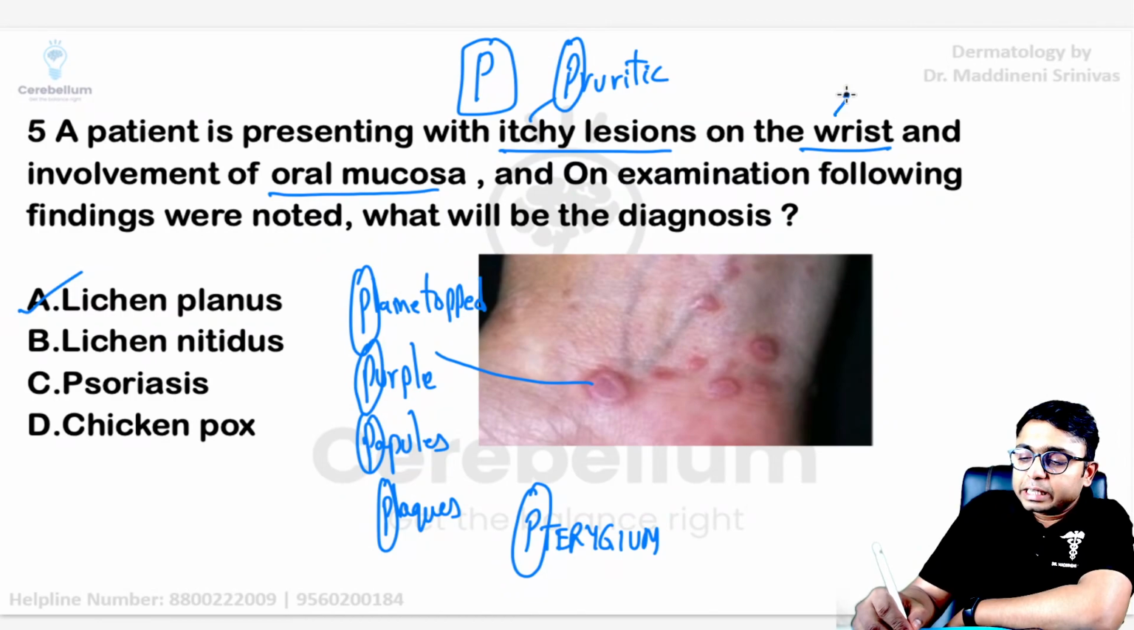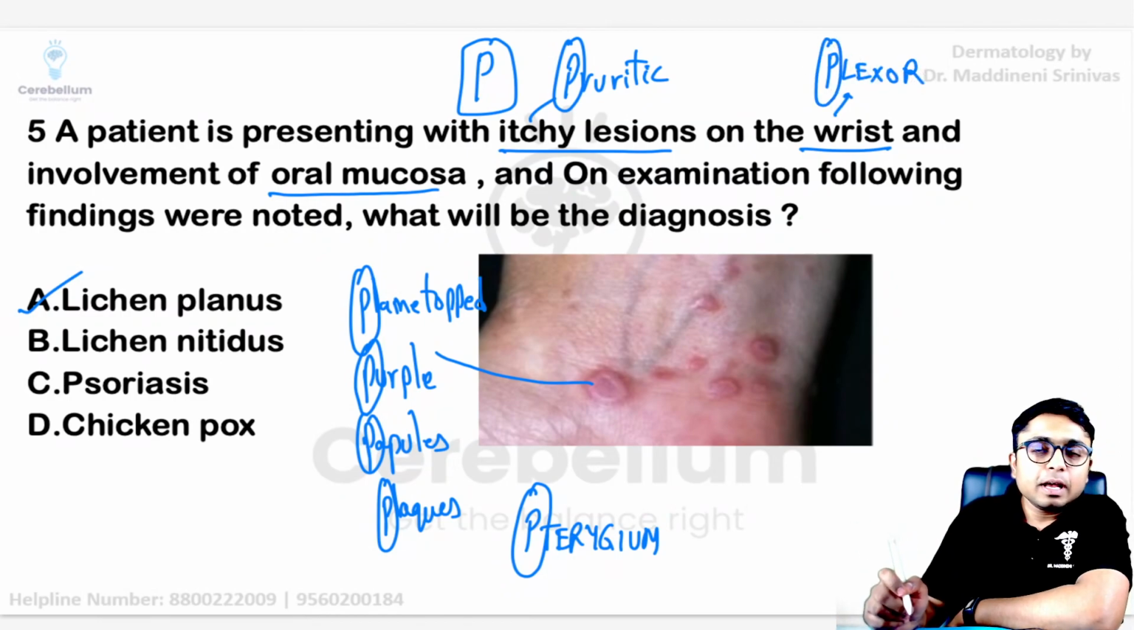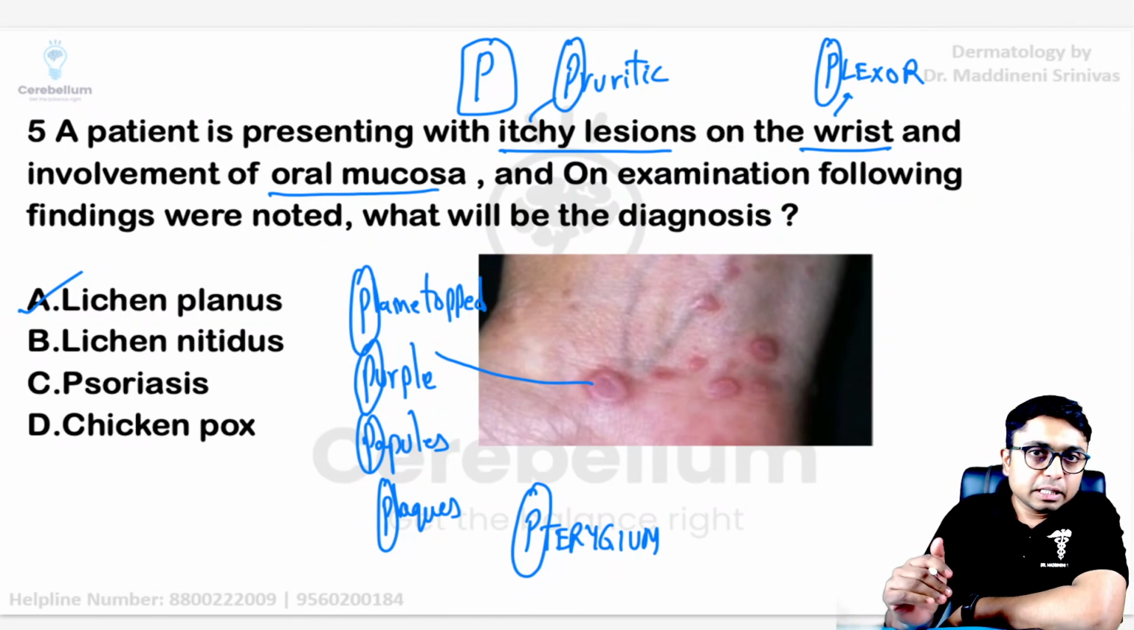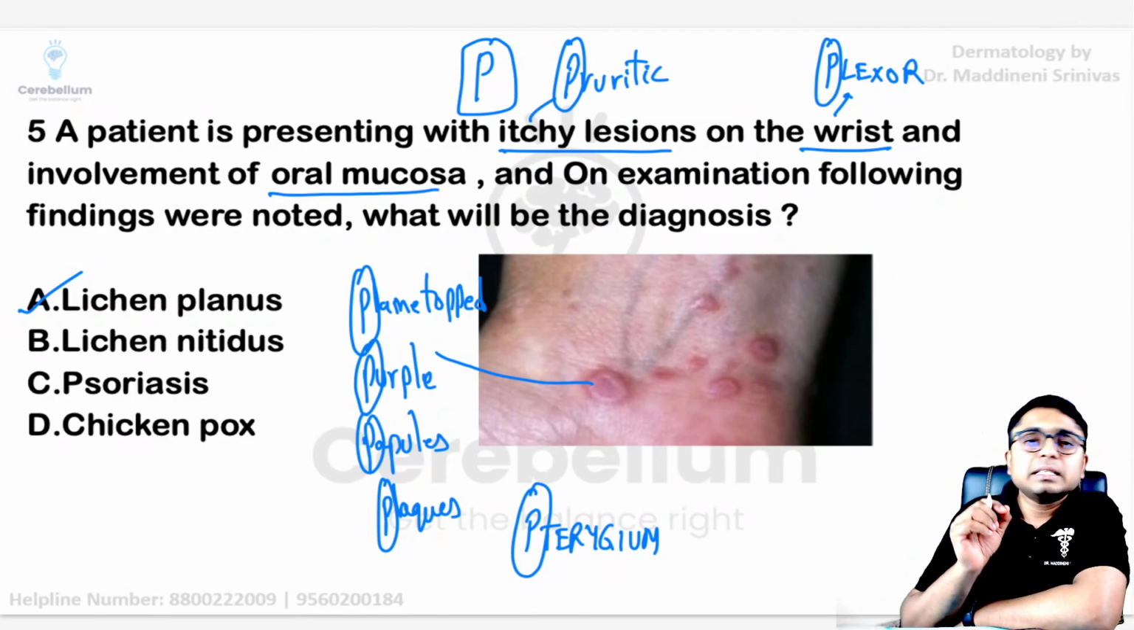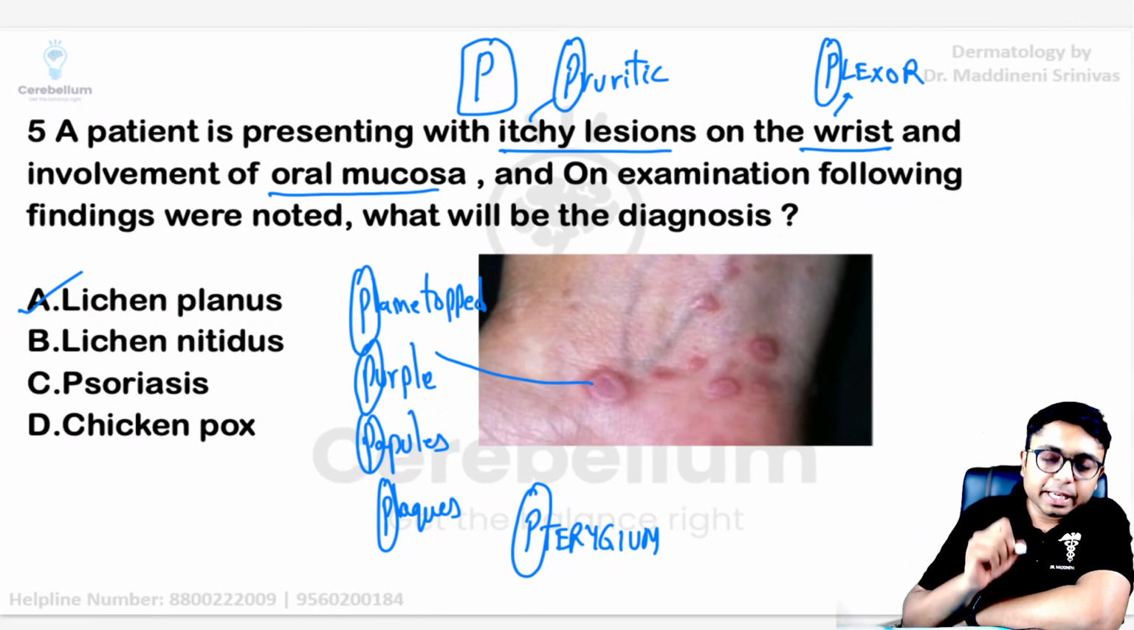And where are the lesions seen? Wrist. Wrist is a flexor. So instead of flexor, remember it as a plexor. So this is another P. So whenever you see this kind of a question discussing about mostly P's, the diagnosis which you must think about is lichen planus. Very, very important.